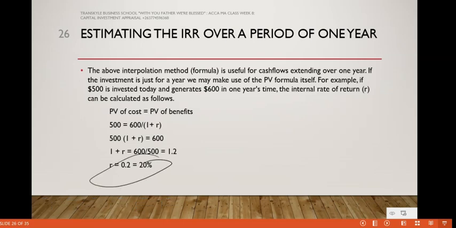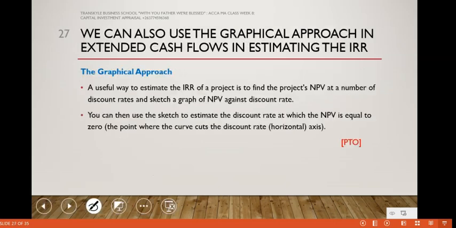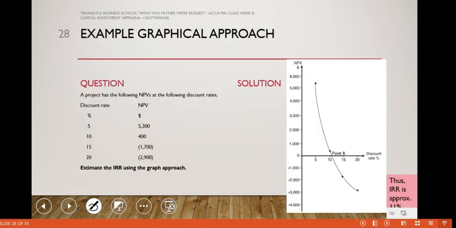All right, this applies when we are just appraising an investment that is going to be taken within a year, in 1 year, but not extended over that period. We can also estimate the IRR by using interpolation, the graphical method. Okay, the graphical approach, where we need to just plot all the relevant NPVs in a graph.